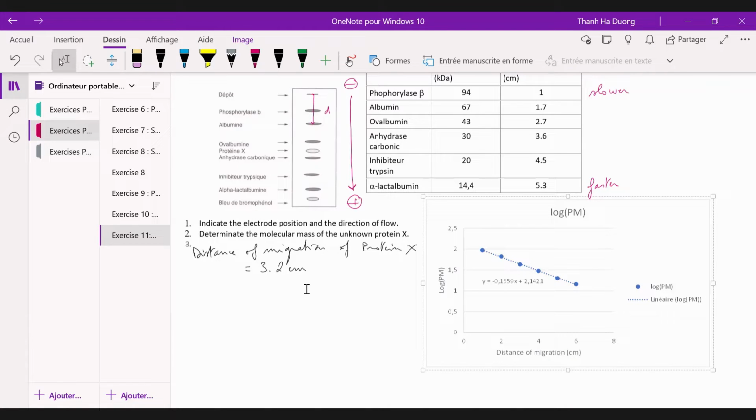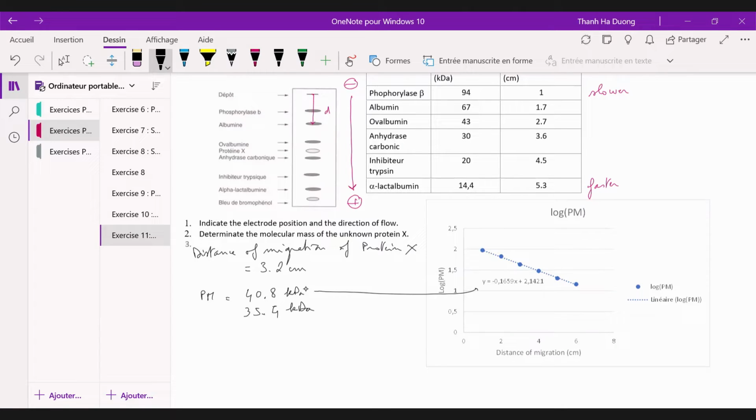Could someone tell? You find 35.4 and 35.5 kilodalton. Yeah, I found 35.4, 35.5 kilodalton. Okay. And I found 40.8 kilodalton from my equation. Okay, but yes, it's quite the same.